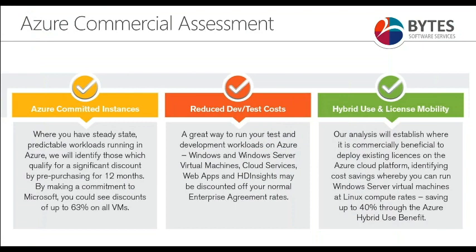So we've looked at the compute pre-purchase promo to reduce the cost of VMs that are static, that run 24 hours. We've looked at the test and dev VMs, which we know we can reduce cost on the actual non-production VMs, and then finally look at the hybrid use and license mobility offers to see where we can reduce the cost on the actual software, whether that's using MSDN software, using Windows Server, or using server applications like SQL or SharePoint or Exchange.